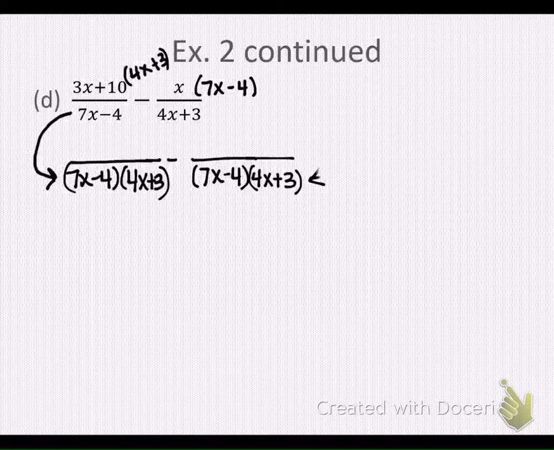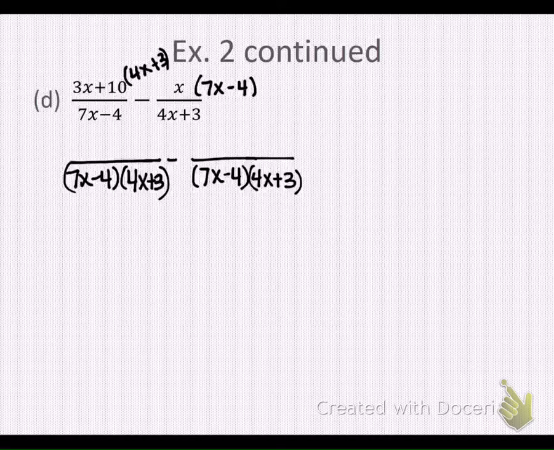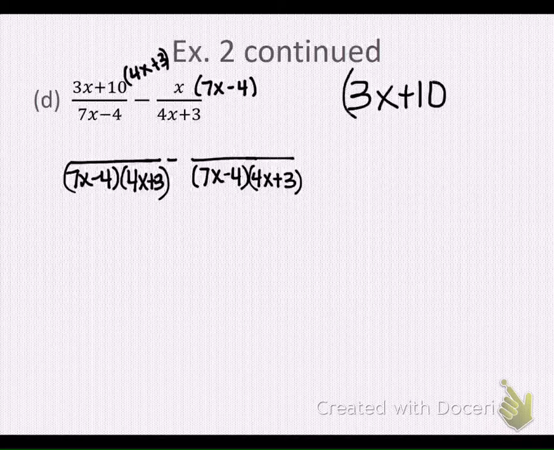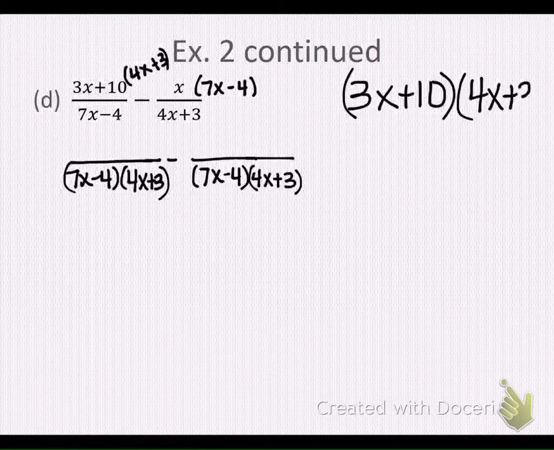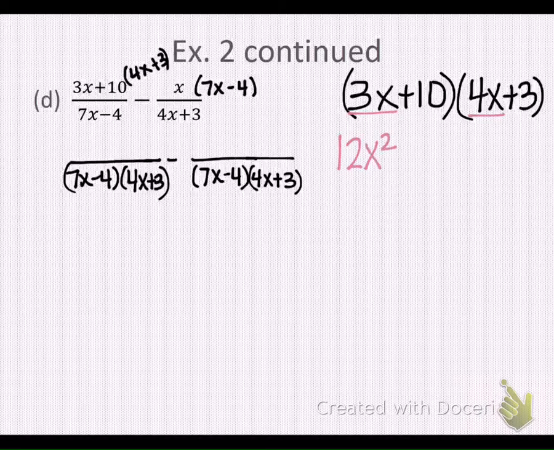All right, now let's take this first part over to the side. What am I going to have to do to multiply 3x plus 10 times 4x plus 3? What method am I going to have to use? FOIL. So let's review FOIL. F stands for the first term. What are my first terms? 3x and 4x. When I multiply those, I get 12x squared.